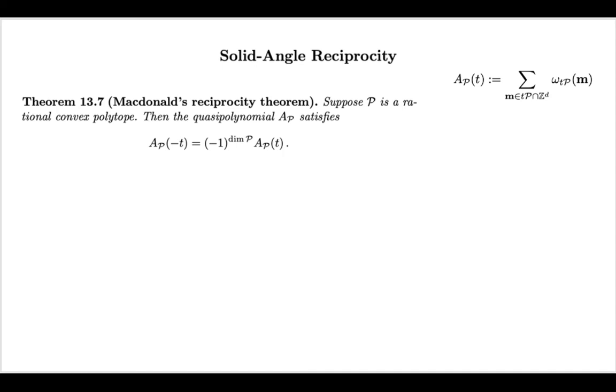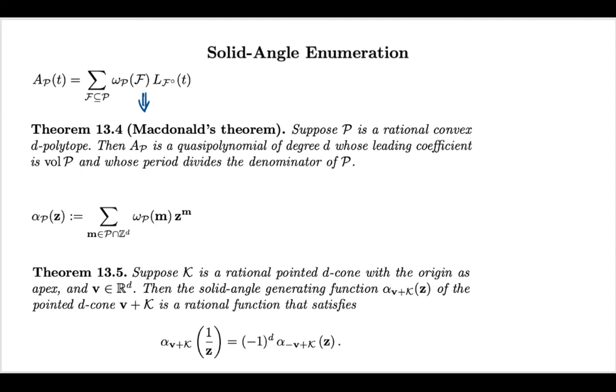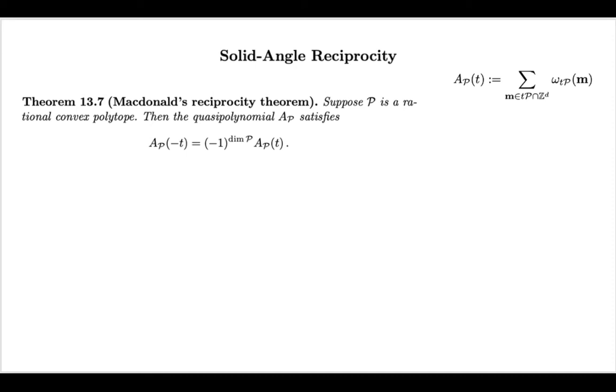In the previous video, we proved that this is a quasi-polynomial in t, and so just like with the Ehrhart-Macdonald reciprocity theorem, we now have a reciprocity theorem for this quasi-polynomial. But unlike Ehrhart-Macdonald, you can see there is the same function on both sides of the equation. In the world of reciprocity theorems, we call this self-reciprocity. And really, the nice way of phrasing this is that if you think of A sub P as a function, what this is saying is that this function is either even or odd.